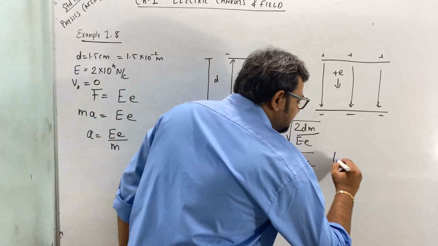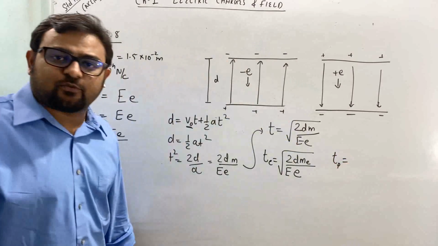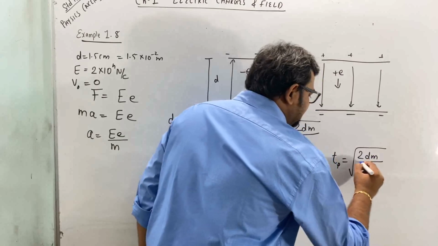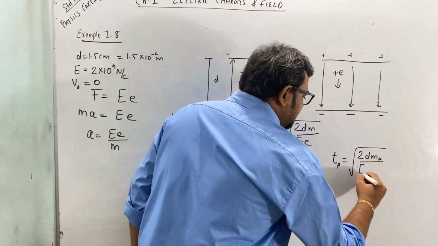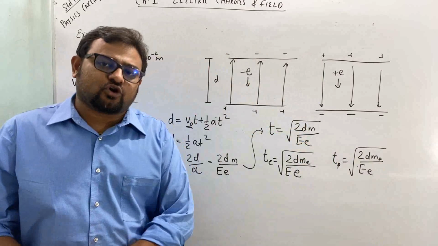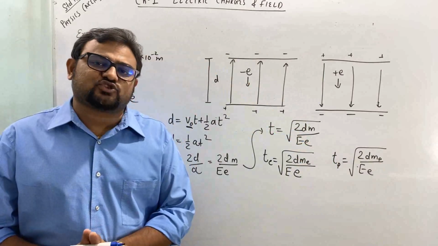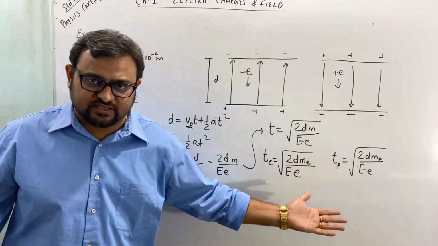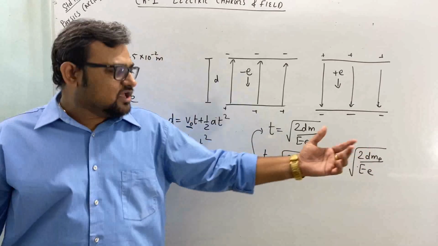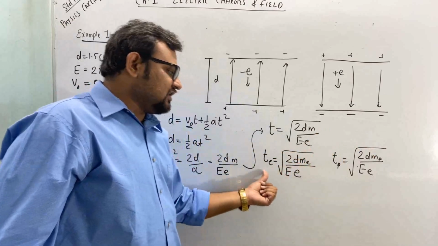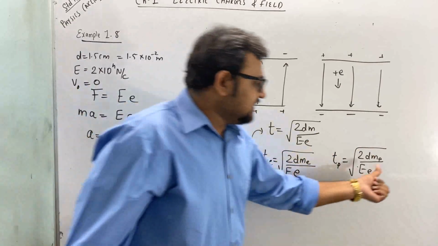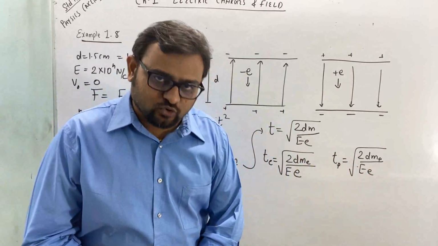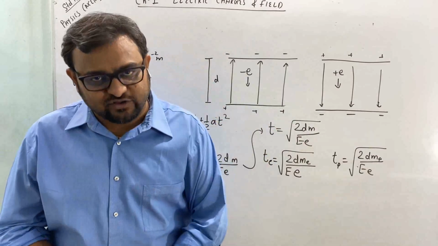Now when you have to calculate the time taken for the proton, at that time use 2dm_p upon eE. Use the mass of proton, that is 1.67 into 10 raised to minus 27. The charge of proton is the same as the electron, magnitude wise, 1.6 into 10 raised to minus 19. So here we put the mass of electron, you will get the time taken by the electron, and here you put the mass of proton, you will get the time taken for the proton. Put down the values and find out the answer.